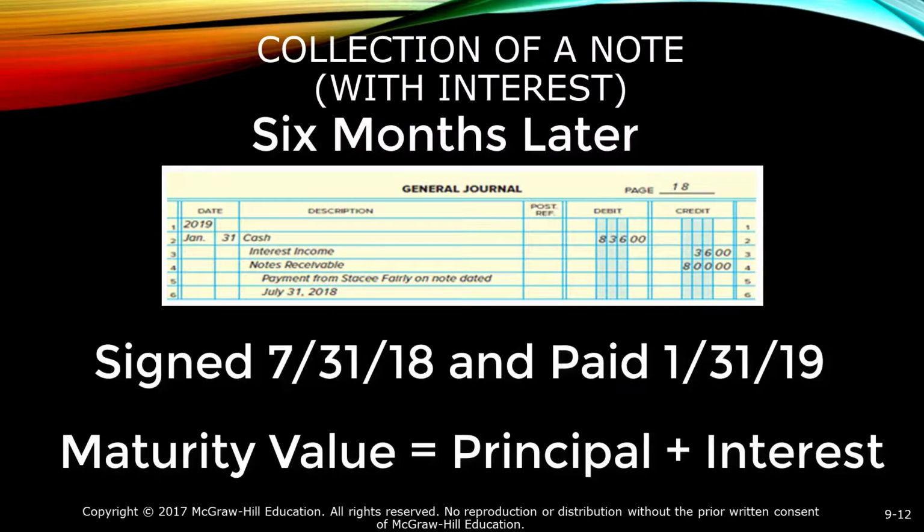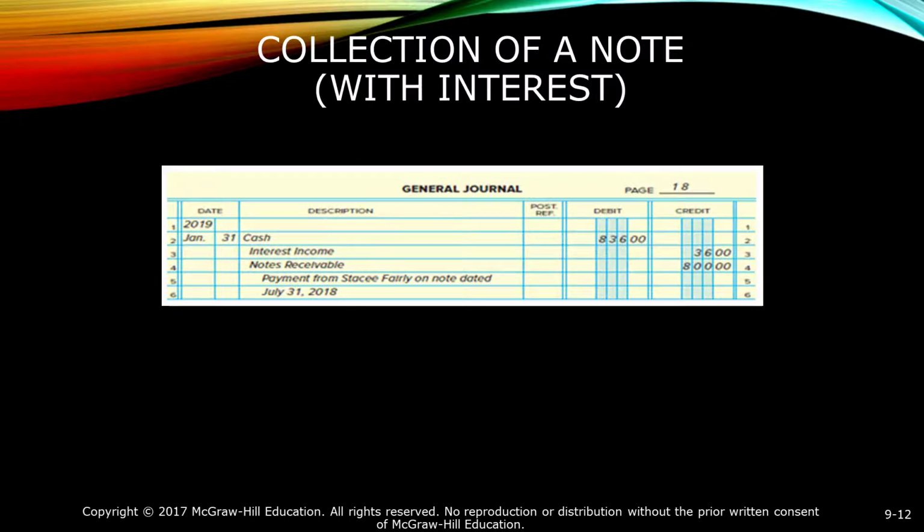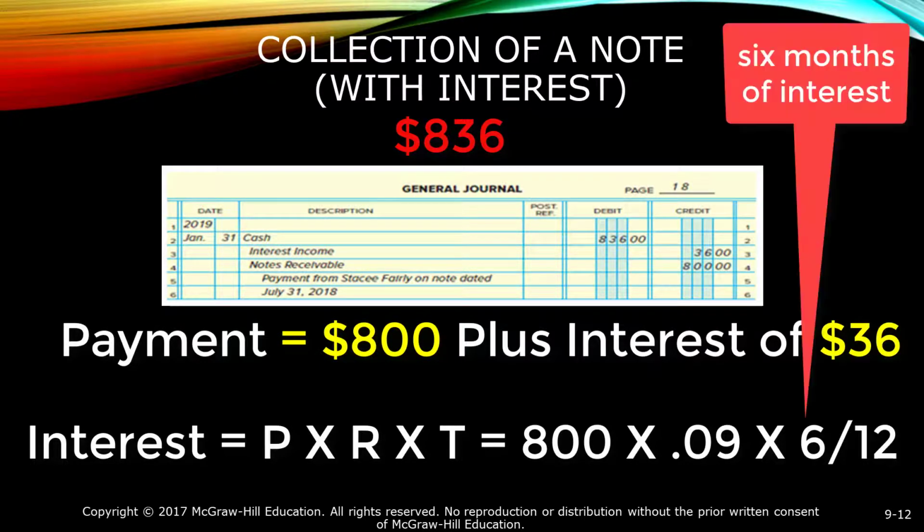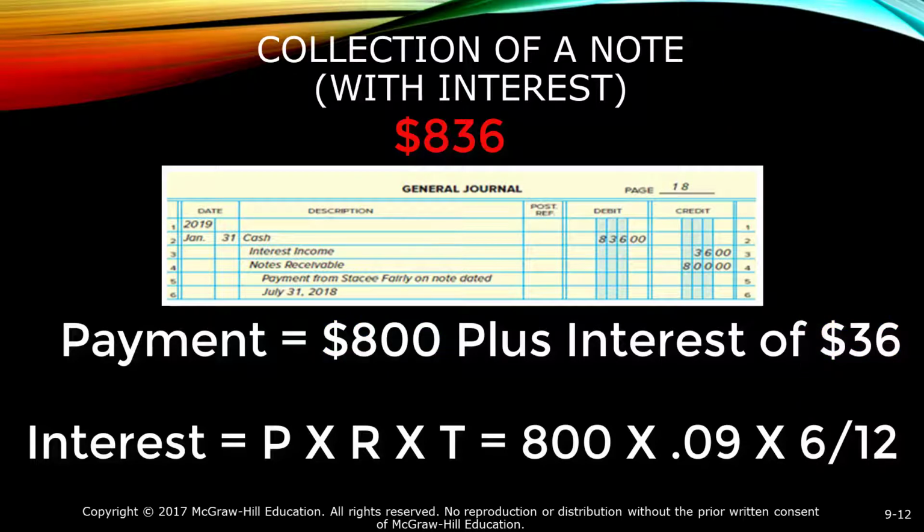On July 31st, 6 months after the note was signed, the amount of the check came in at the maturity value of $836. This included the principal amount of $800 plus interest of $36. Interest is computed by taking the principal times the rate times the time. In this case, the formula is shown as P times R times T. Take a moment to understand the computation, and as always, ask if you have questions.